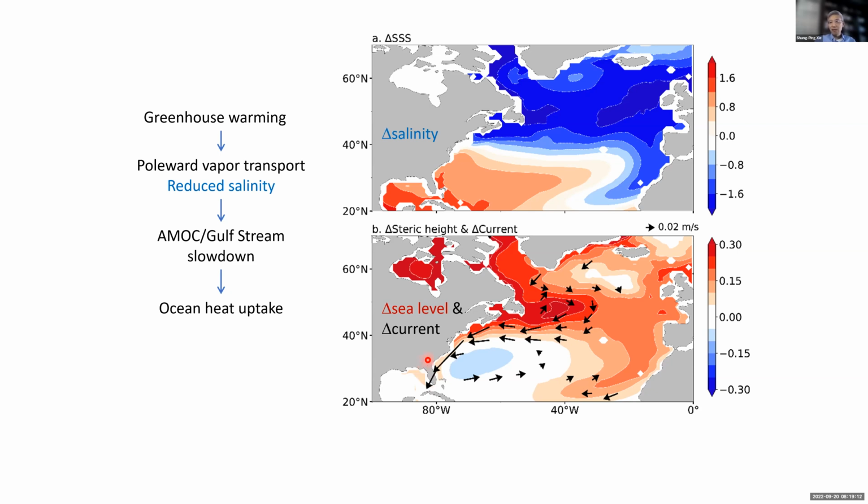So the deceleration of AMOC, of course, reduces the poleward transport of heat, and therefore allows the ocean to, in an anomalous sense, take up the anthropogenic heat. So that is basically what the ocean does. So the ocean heat uptake is confined to the subpolar ocean, and in the Northern Hemisphere confined to the North Atlantic.